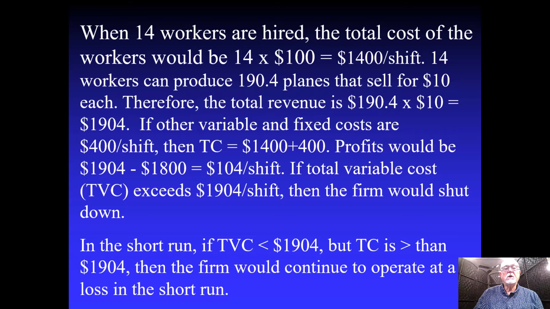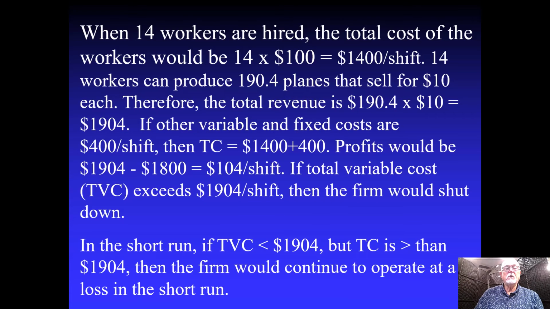Now, what we're looking at here on the $1,400 per shift, that's the total variable cost. So we're in the short run. Let's say that the other variable costs and fixed costs, so there would be more variable costs than just the workers, but we're going to lump that together and say that that's $400 a shift. So total cost would be $1,400 plus the $400, so that's $1,800. So total revenue is $1,904, total cost $1,800, and so we are earning $104 per shift.